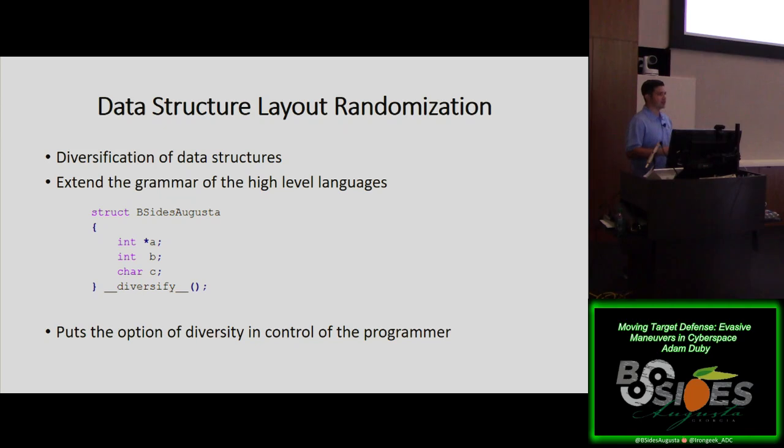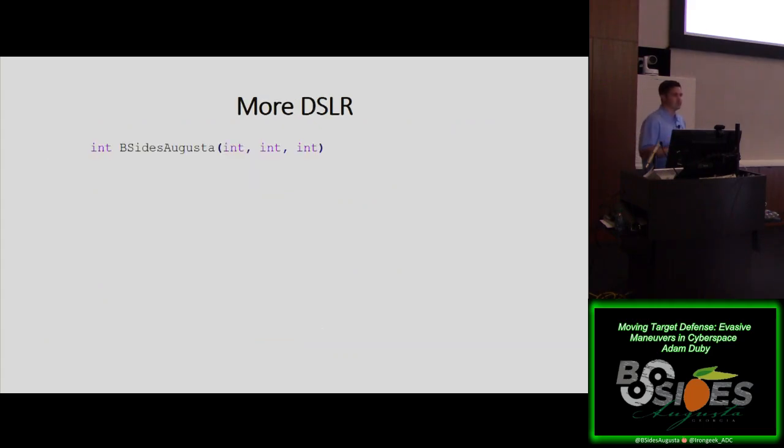So here's a struct, and the intent is to randomize the location in memory of these values. Right, because code injection requires the knowledge of the location of a function pointer relative to the return address on a stack. And if you can diversify that every time, you can effectively try to defeat those types of attacks. So another example of DSLR, suppose I have some function, I called it BSides Augusta.